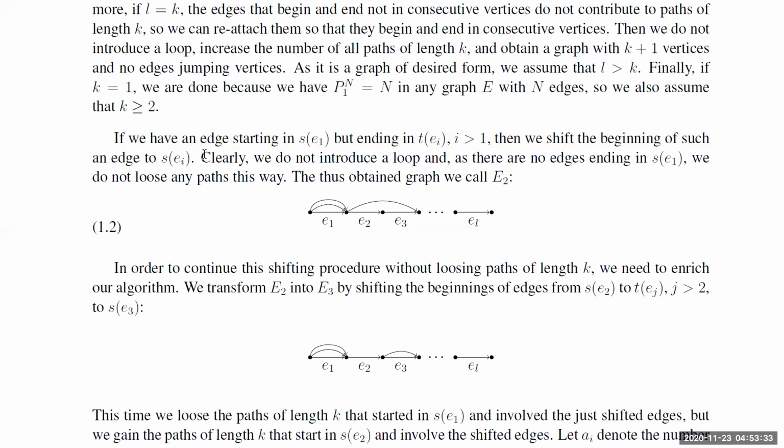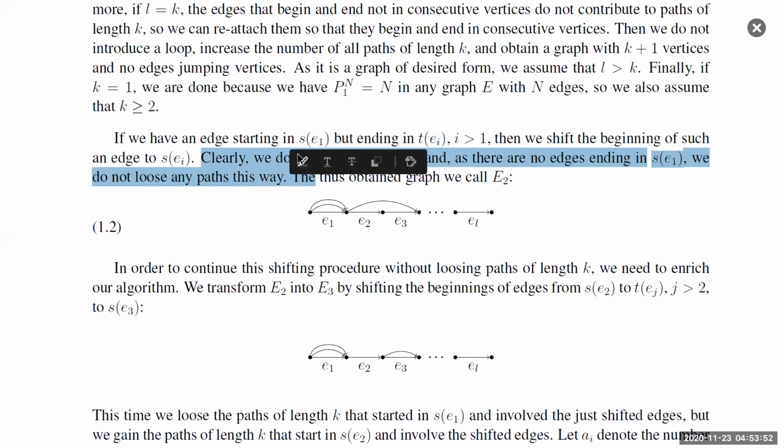Clearly, we do not introduce a loop when we do this, right? Because remember, to introduce a loop, we would have to put the beginning of our edge at its end or further down along this path. And if we don't do it, we don't introduce a loop. And also, as there are no edges ending in S of E1, because this is the first vertex, we do not lose any paths this way.